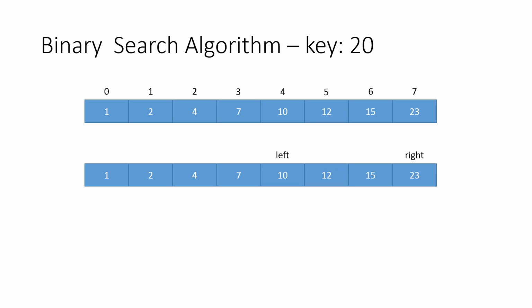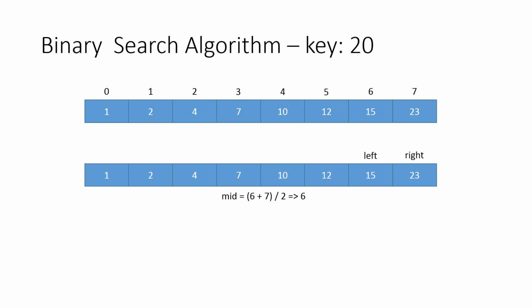And now we calculate the mid value again. So mid value is 4 plus 7 by 2, which is 5. At index 5, that is 12. 12 is less than 20. Even then we have to go further and divide the array into more parts, as we are required to do that. So we are going to form a new right subarray by updating left with mid plus 1 value again. And now the new left pointer comes to the index 6.